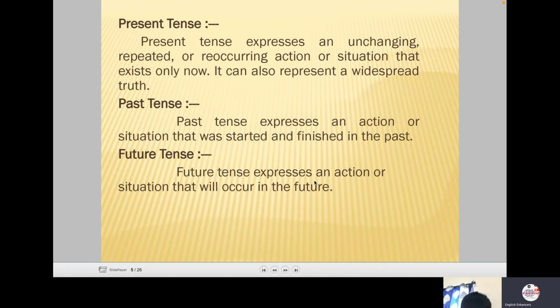Next is future tense. Future tense expresses an action or situation that will occur in the future. Now here it is saying action. Action as in, आप कोई भी कार्य जो करोगे या सिचुएशन, ऐसी कोई भी घटना जो घटित होएगी हमारे भविष्य में. तो this is how we are going to take up the tenses.